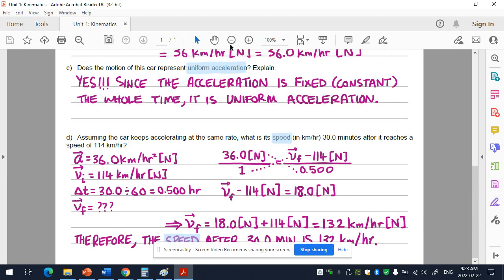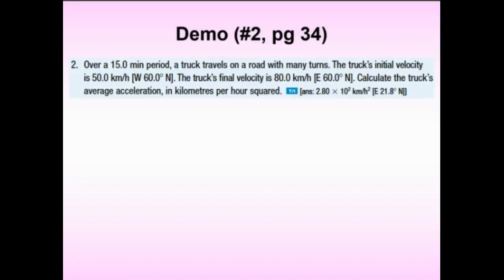Well, let's do a 2D problem with acceleration. Let's go back to your handout, your slide. So the question says over a 15-minute period, right there, that's your change in time. Go ahead, everyone, and just call it delta t. So right on top of it, delta t.